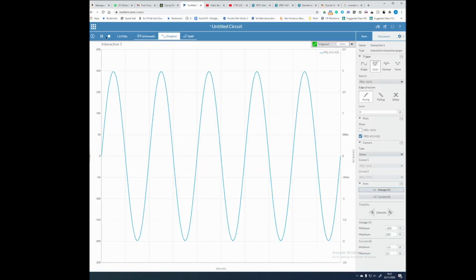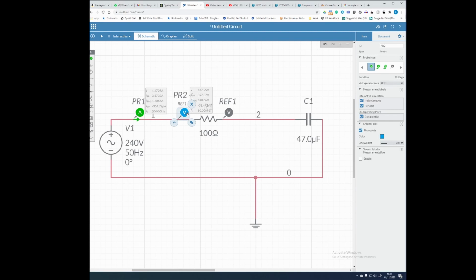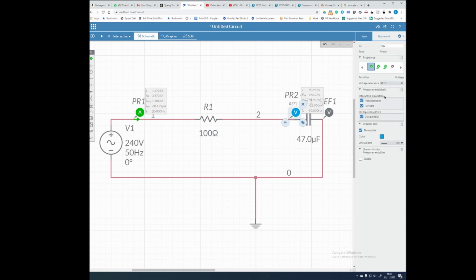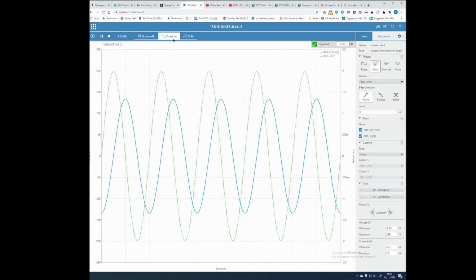Let's put some more voltage meters in as well. Let's go back to our schematic. In fact, we could just use these ones if we wanted to, drag them off, put them to the other side. So all we need to do now is just make sure that this is set to Ref1. It is still. So now we can take a reading. And now if we look, we've got peak to peak of 268.